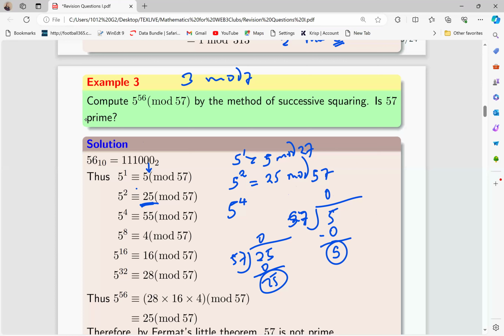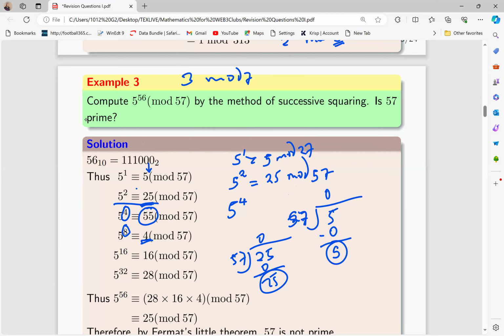Now, I continue. Is that okay? So we square again this part. And I said when you're squaring here, it's just like multiplying these powers by 2. Squaring and multiplying by 2 here is just the same thing. So when you multiply this power by 2, you get 8. And then square this 55 square. That one you use your calculator. And then divide by 57. You write the remainder here. The remainder will be 4.